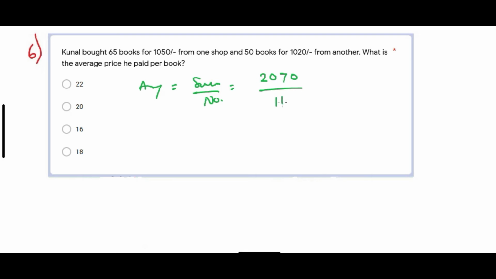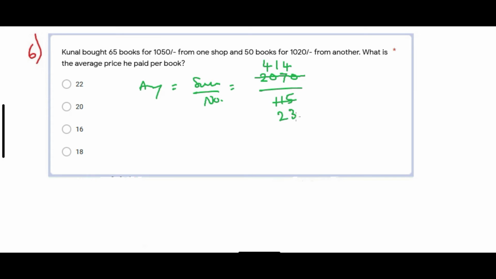So 115. What is the average price he paid per book? So this will be the average price he paid per book. Now let us divide these two. 5 4s are 20, and 5 1s are 5, again 2 will be remaining. So 220 means 5 4s are 20. Next 5 2s are 10, 5 3s are 15.